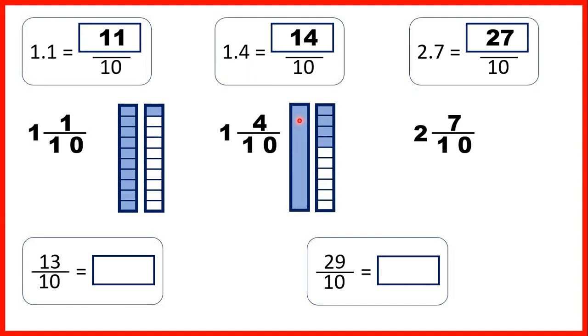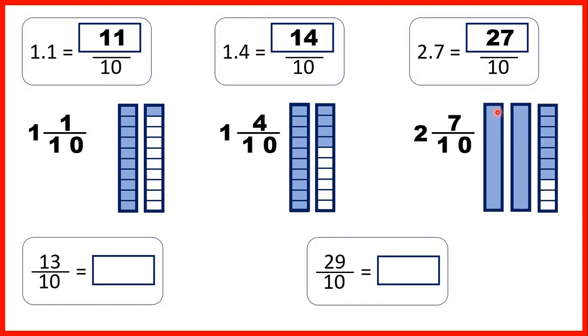1.4 means we have one whole and 4/10, but if we split our whole into tenths as well, we have a total of 14/10. And 2.7 means we have 2 wholes and 7 tenths, but if we split each of our wholes into tenths, we have 27 tenths altogether, because each of our wholes can be split into 10 tenths. Now, 13 tenths is what as a decimal? That's 1.3, because remember, 10 of these tenths can make 1 whole, and then we'll have 3 tenths left over.